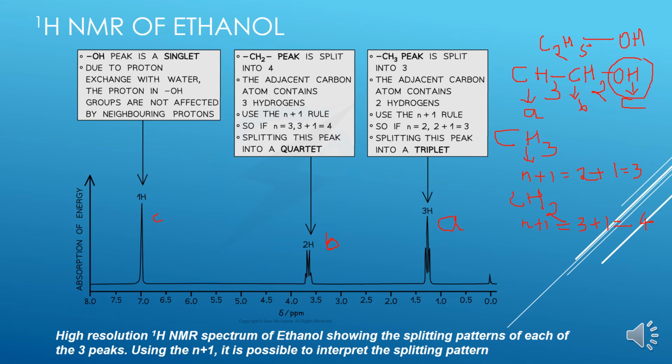So this is the high resolution proton NMR spectrum of ethanol showing the splitting pattern of each of the three types of protons using the n plus 1 rule. It is possible to interpret the splitting pattern.